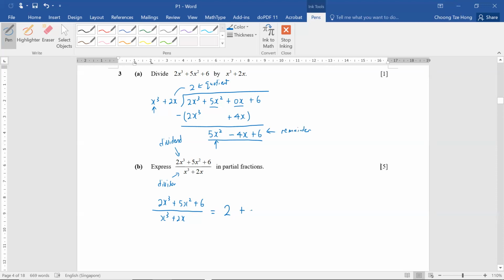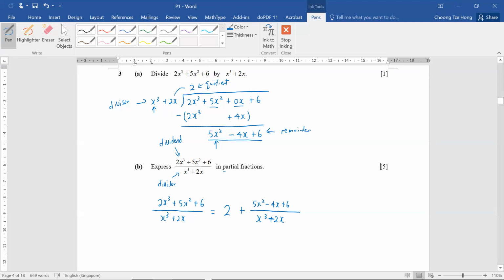Plus the remainder, which is 5x squared minus 4x plus 6, divided by the divisor. The divisor is over here. So now this thing will break up to this: 2 plus 5x squared minus 4x plus 6 over x cubed plus 2x.